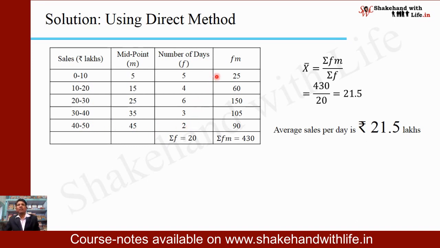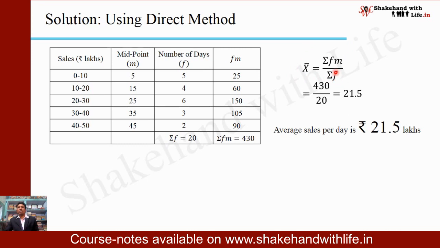Now you need to find the product of the second column and third column. So here is the product: 5 into 5 is 25, 15 into 4 is 60, 25 into 6 is 150, 35 into 3 is 105, and 45 into 2 is 90. Now you need to find the sum of all these values. Sigma fm is equal to 430 and sigma f is equal to 20. So X bar is equal to sigma fm divided by sigma f.